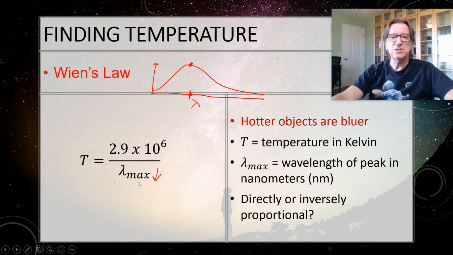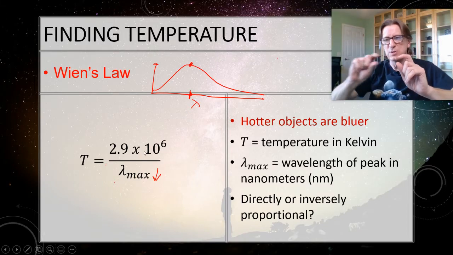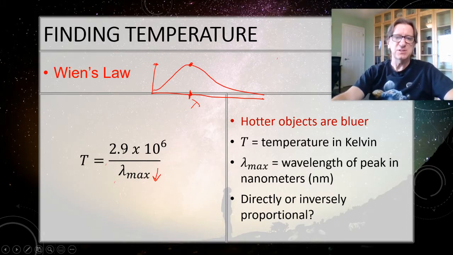So to actually calculate a number, I would take 2.9 times 10 to the 6, and in Smart Sparrow it'll give you a whole lot more significant digits than that. Take that, divide by that peak wavelength, which has to be in nanometers, by the way, and then you'll get the temperature in Kelvin.